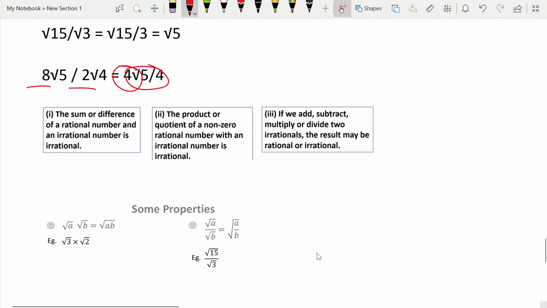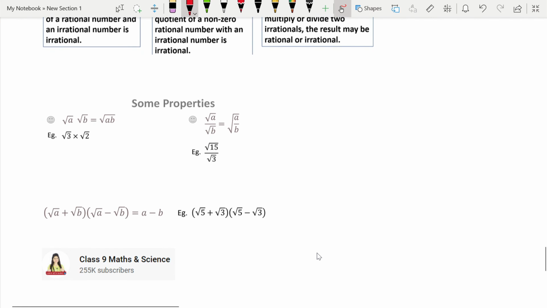Some properties that we are going to look at: under root a times under root b is equal to under root ab. Okay, so we've got under root 3 times under root 2, which was under root 6. Another one, under root a by under root b is equal to under root a by b. Just going to be done with this example.